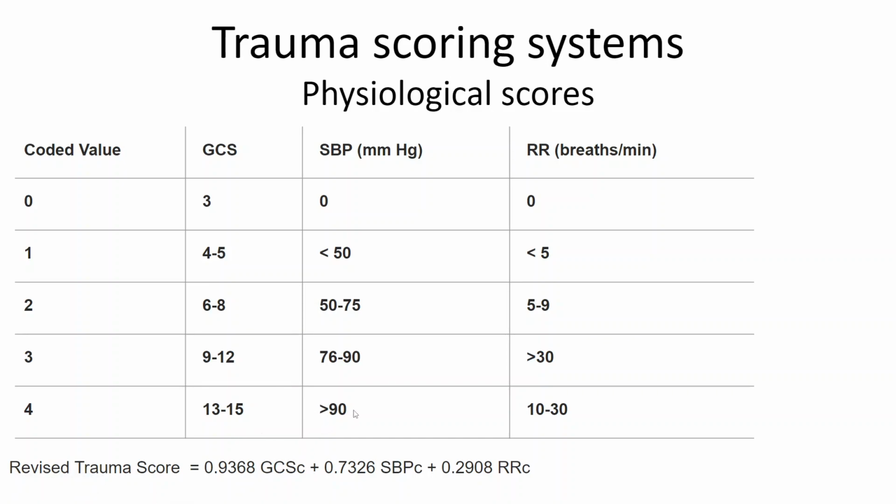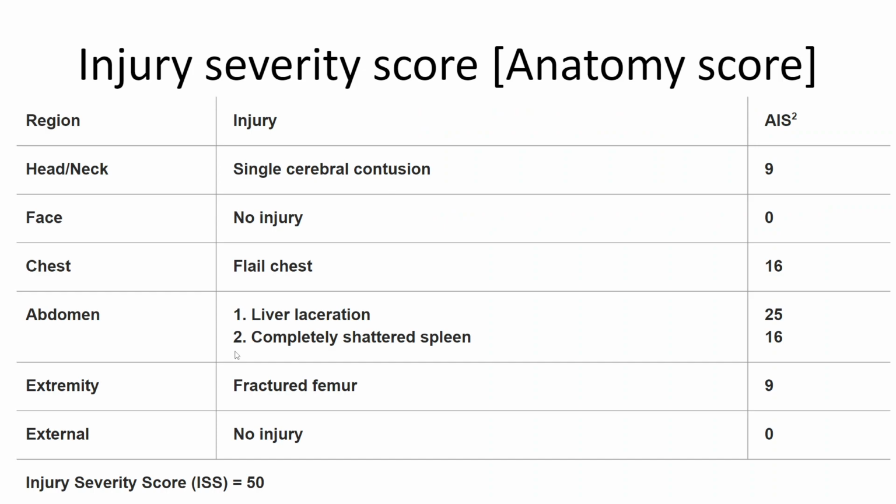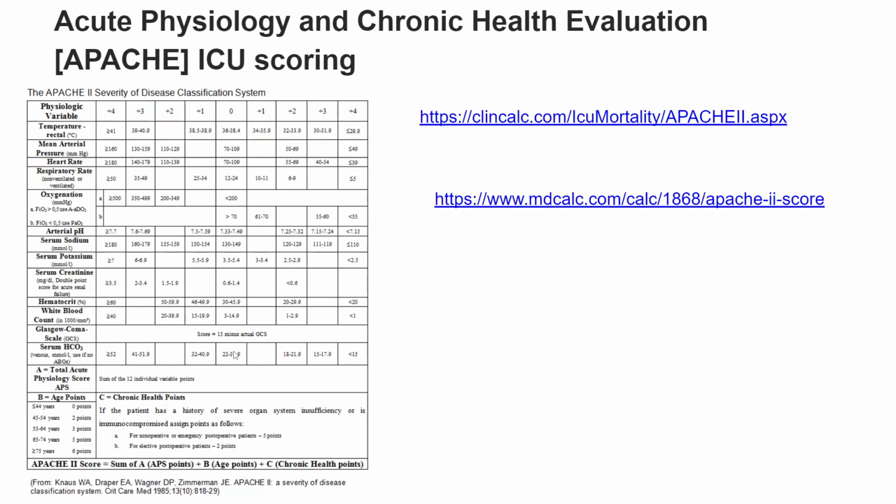The same would be calculated based upon the formula of 0.9368 times the Glasgow Coma Scale plus 0.7326 times the systolic blood pressure plus 0.2908 times the respiratory rate. Now, this looks like very complicated mathematics, but of course there are certain easy methods of doing this. The easy method would be a combination of these.